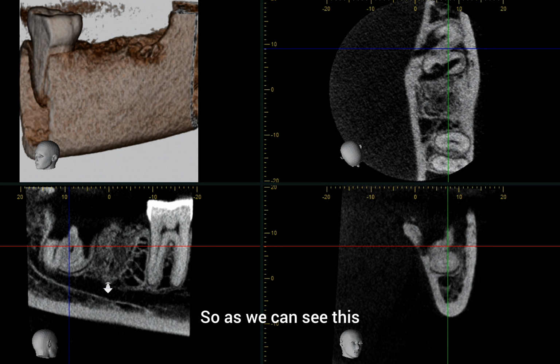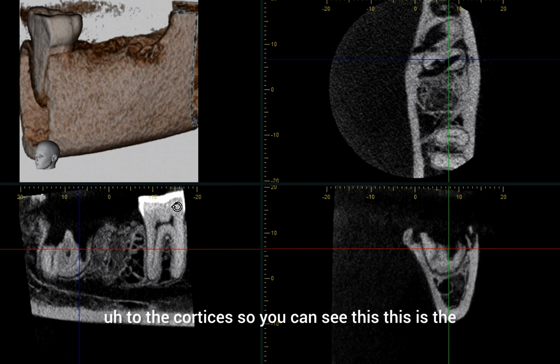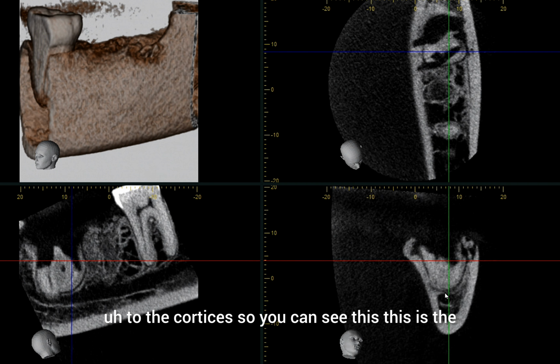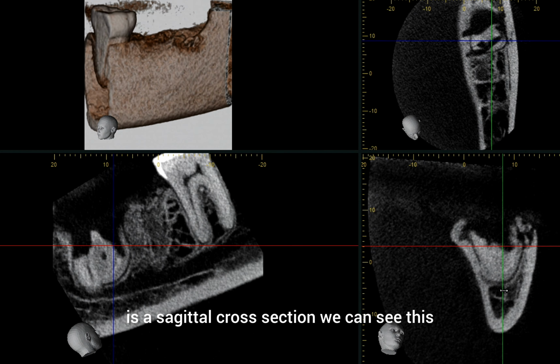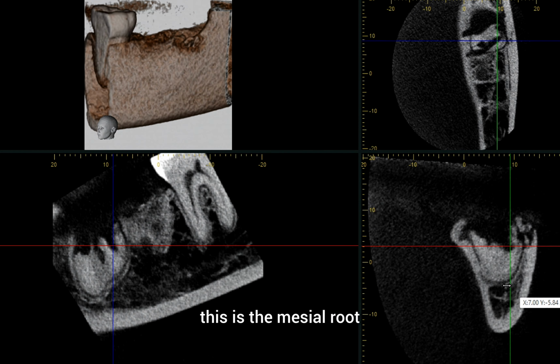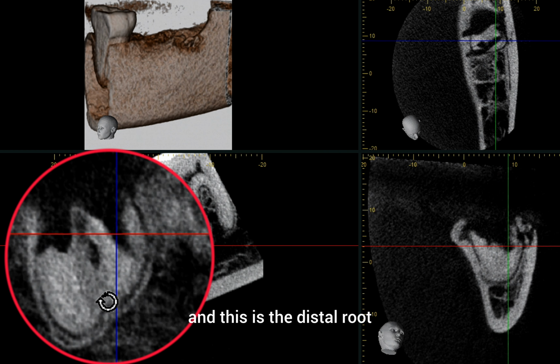So as we can see, this is the extracted portion, the leftover portion of the tooth root. The root seems to be ankylosed to the cortices. You can see this is the mesial root. The mesial root is curved as seen in the sagittal cross section. This is the sagittal cross section. We can see this is the mesial root, which is curved, and this is the distal root.